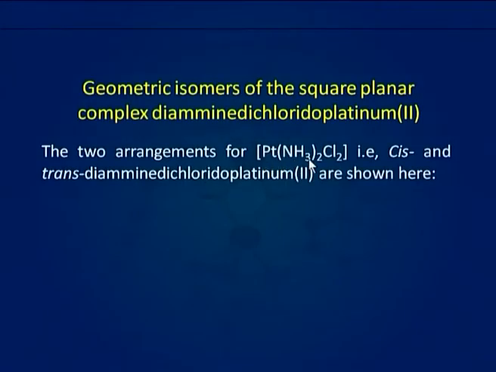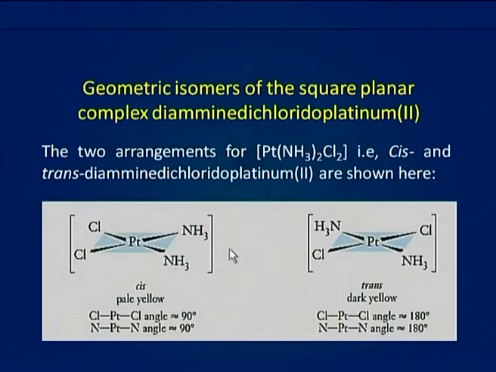The two arrangements for Pt(NH3)2Cl2, that is cis and trans diamminedichloridoplatinum 2 are shown here. The first one is cis because the bond angles between two similar atoms are 90 degrees. In second one, the bond angles between two similar atoms are 180 degrees. Hence, this is trans isomer.